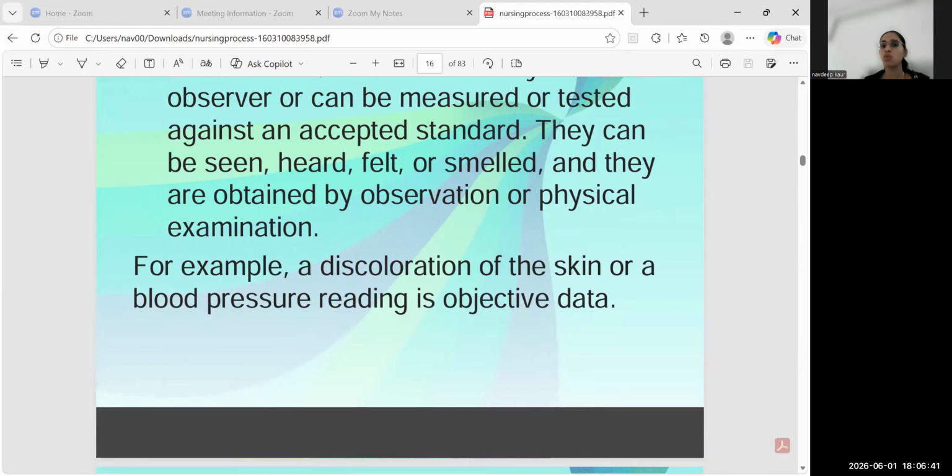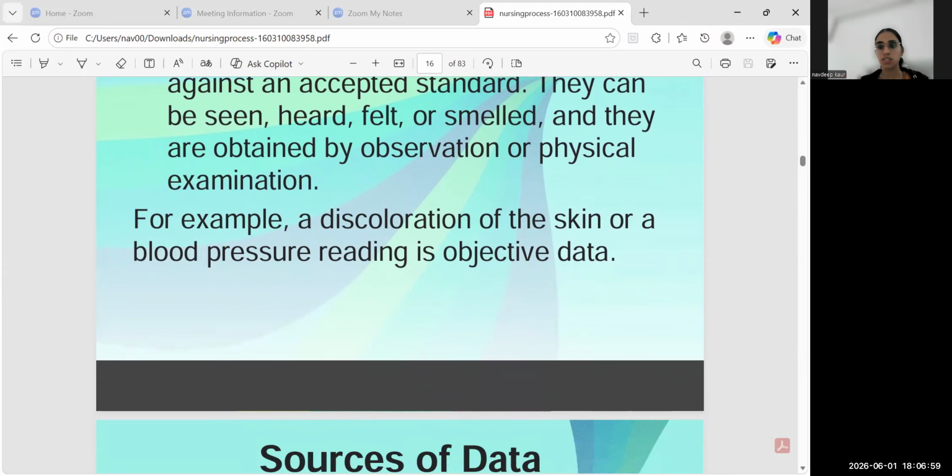Or we have to see the discoloration of the skin and blood pressure reading. That is the objective data. Objective data is the data which the nurse can see, nurse can feel, and nurse can hear, and nurse can smell from the patient. Look, listen and feel by the nurses comes under the objective data.